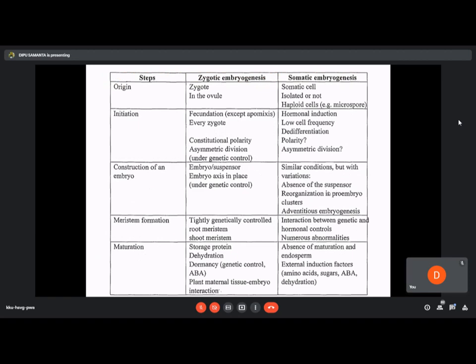Now this is a very basic slide that I have mentioned, that there are certain differences between zygotic embryogenesis and somatic embryogenesis. The main thing I have already mentioned is that somatic embryos do not possess the suspensor and do not have endosperm. That's why we have to provide the nourishment artificially.